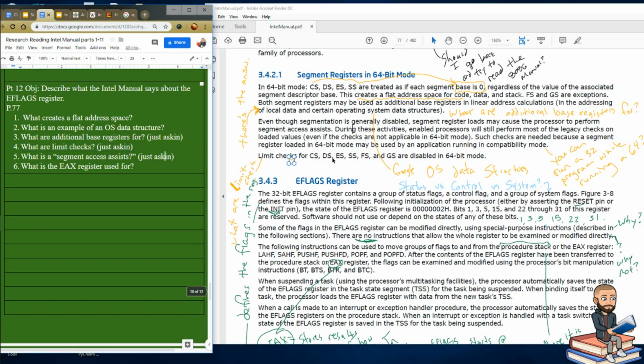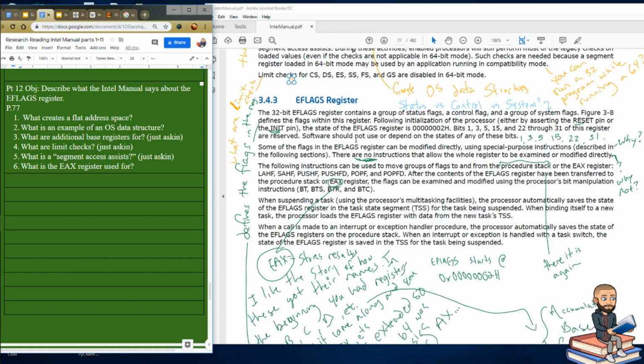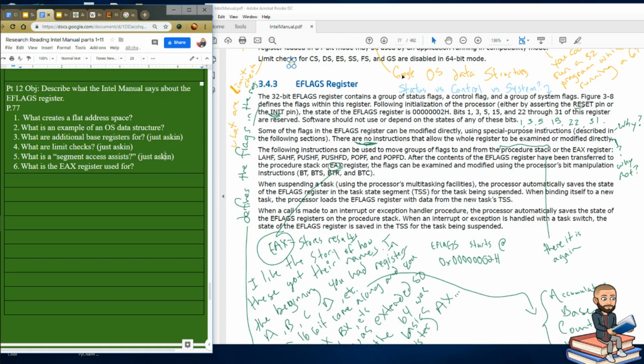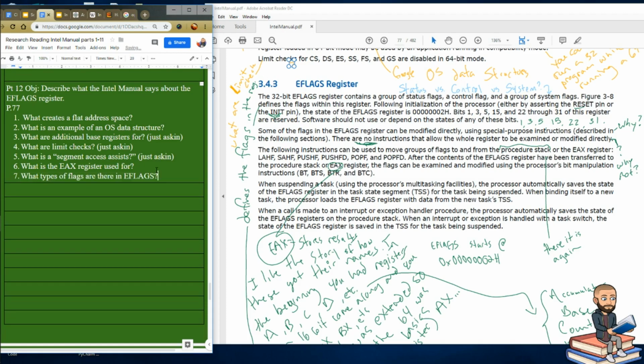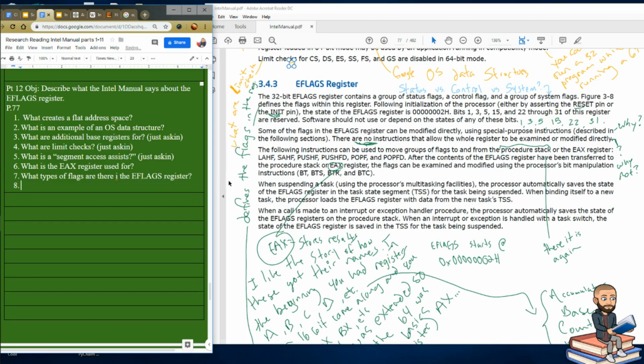Well, let's get to the meat of this video, and that is the Eflags register. I like this part. Once I understood that this register is just something that will tell us about the results of something, I really thought that was a good design idea. So they say that the 32-bit Eflags register contains a group of status flags, a control flag, and a group of system flags. So you got status, control, and system. So there's the question, what type of flags are there? In the Eflags register, I should say. Just sounds better that way.